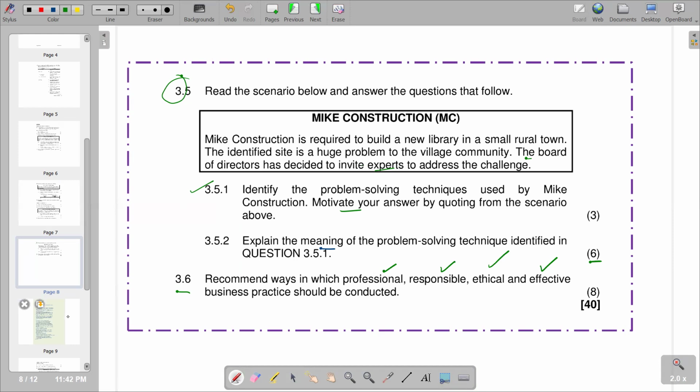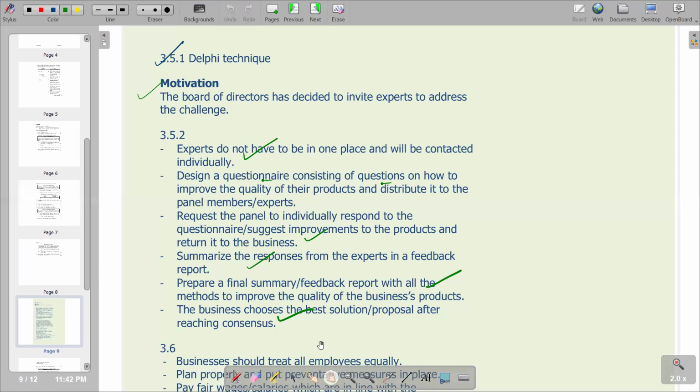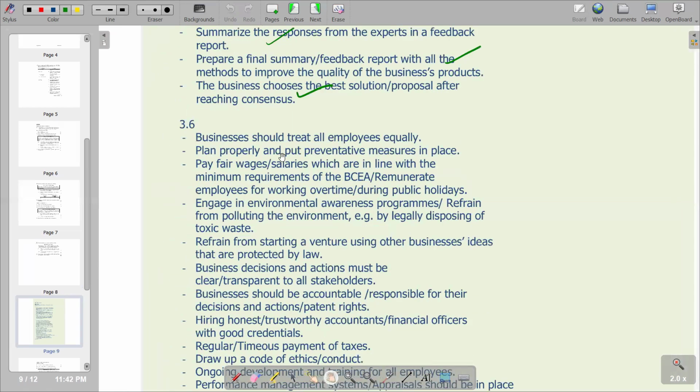If you go to our answer section, you'll see that we have a list of them. The first one reads, business should treat all employees equally. So equity in terms of treatment of employees is very vital, very important in the operations of a business. We go to the next one, plan properly and put preventive measures in place. And then the next point, pay fair wages or salaries which are in line with the minimum requirements of the BCEA, and remunerate employees working overtime during public holidays. So remuneration in terms of overtime is also necessary to indicate ethical ways, and during public holidays they should also be remunerated.